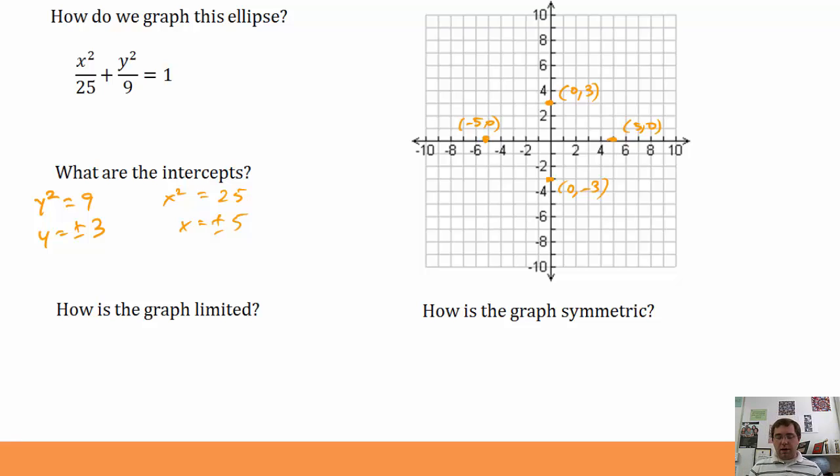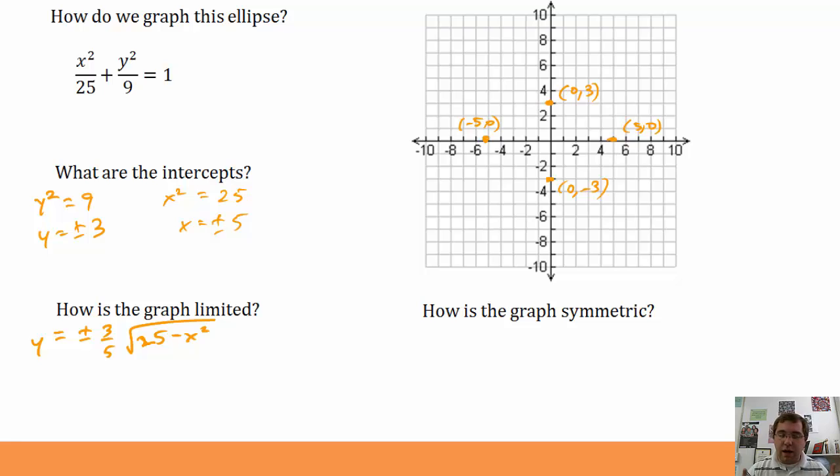Well, how is the graph limited? What do I mean by that? Well, the graph is not going to go on forever. It's like a circle. It's a limited curve. So if I were to take my equation and solve it for y, and you could do this and verify that I'm correct, you'll get y equals plus or minus 3/5 times the square root of 25 minus x squared. So that means y is limited by what x is allowed to be, because x can't be anything. I can't have a negative number underneath that square root, so x can only be between negative 5 and 5.